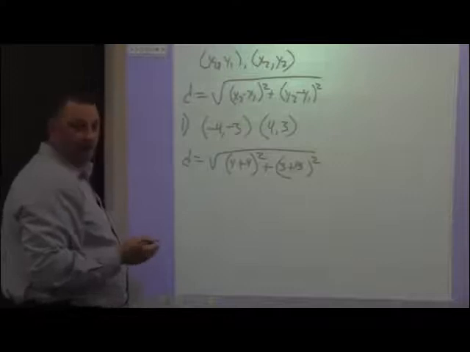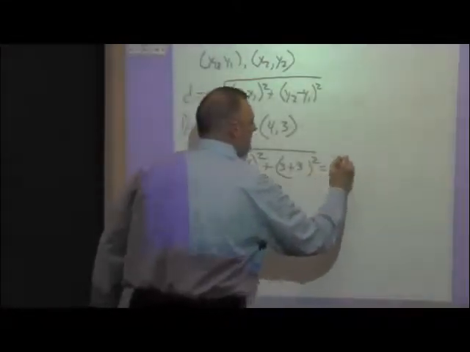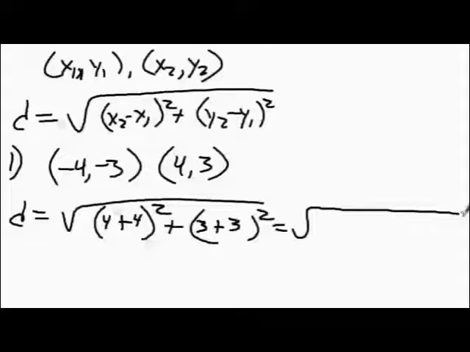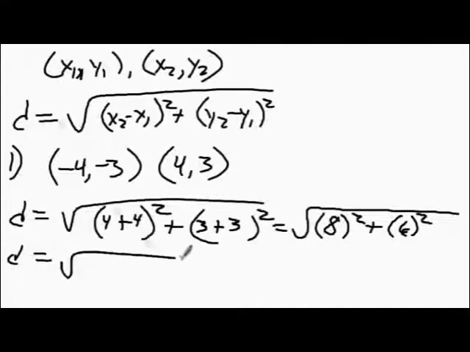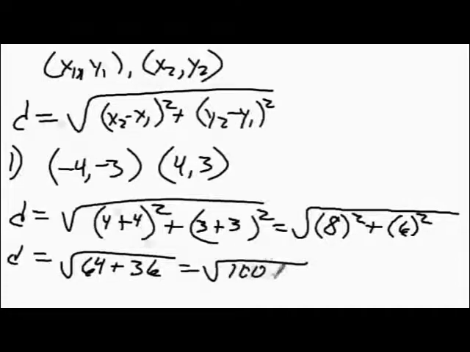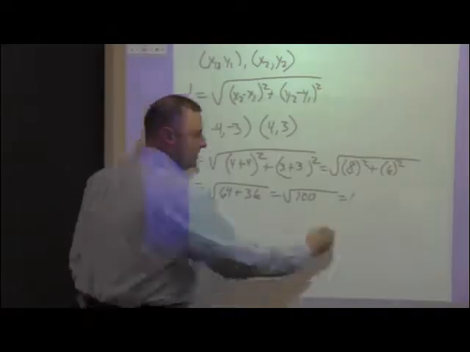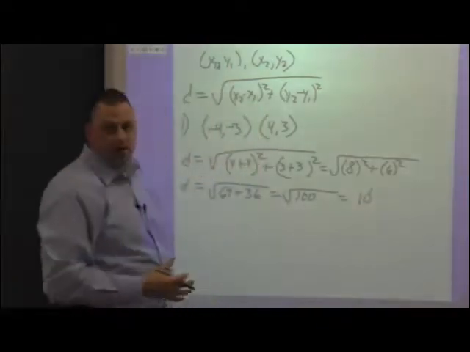Now we're ready to add first. So that's going to be 4 and 4, that's 8. Still have to square it here in a minute. We got 3 and 3, that's 6. Now let's square the numbers. 8 squared, 64. 6 squared, 36. Now let's go ahead and add those guys. That's going to give you 100. And square root of 100 is 10. So the distance between these two ordered pairs, these 2 points, is 10.